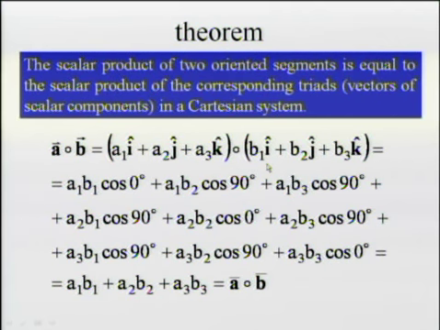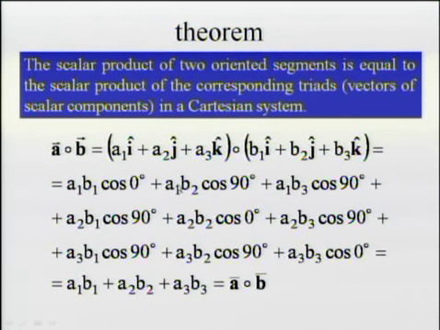Now scalar product is commutative. I can change the order of these two vectors, I and B1 J, and do the same thing with B. So I can pull out B, and then I will be left with scalar product of vector I and vector I, which will be 1 times cosine of 0 degrees.